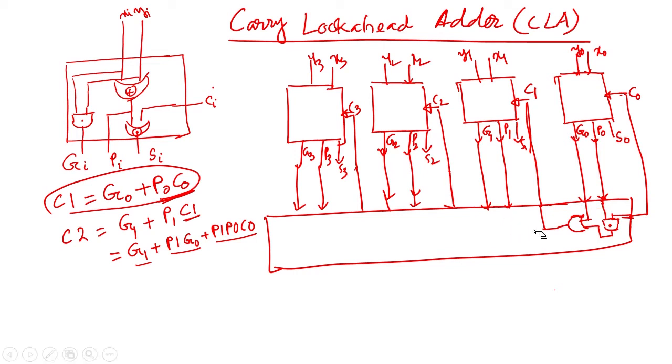So, maybe I can draw it here. Let us say we realize this part. Now, say this is coming C0. Now, what you have to do? You have to make P1 P0 C0. This is P1, this is P0, and then this is C0. So, this will be AND. Okay.